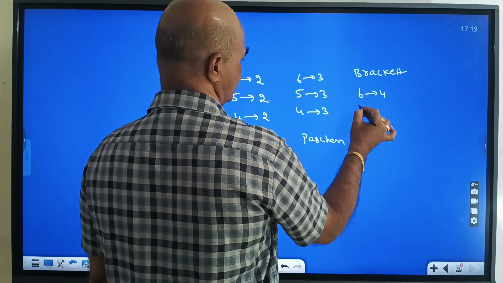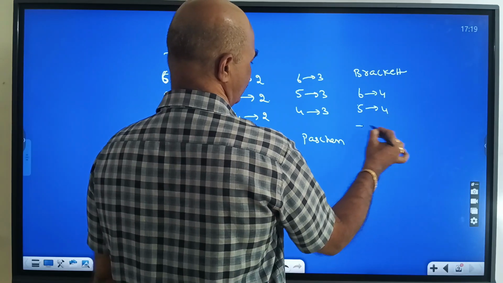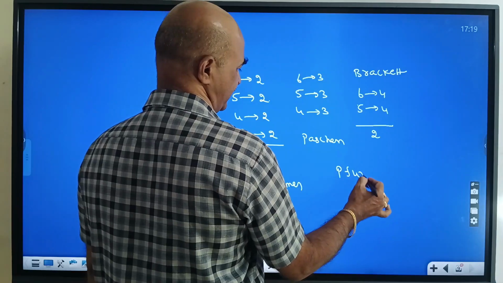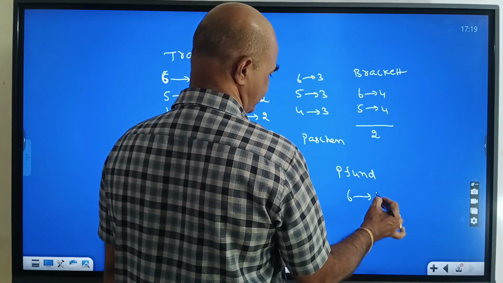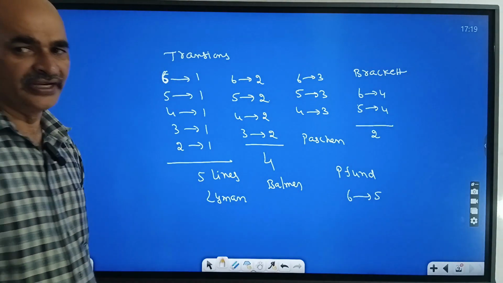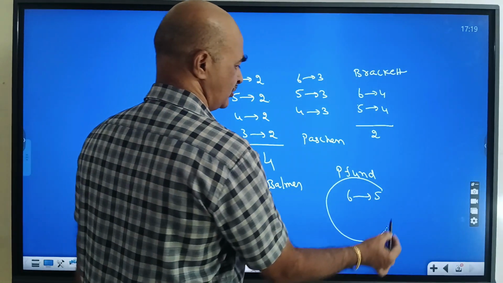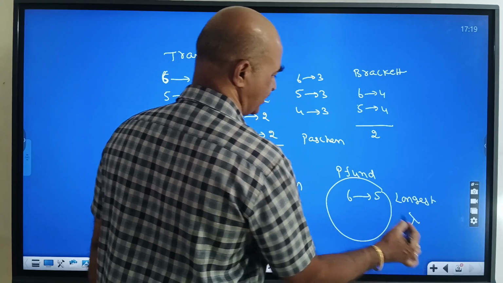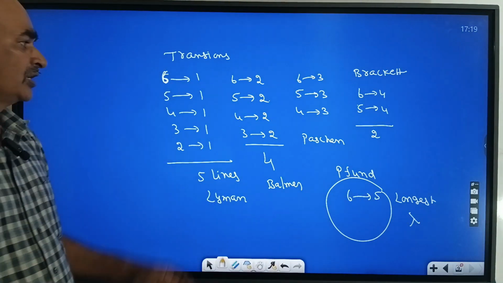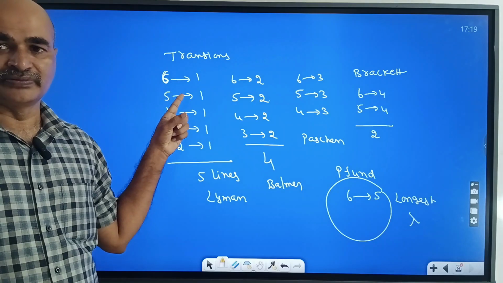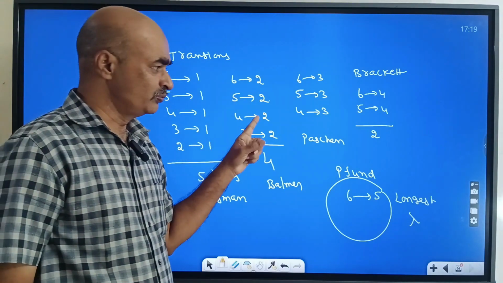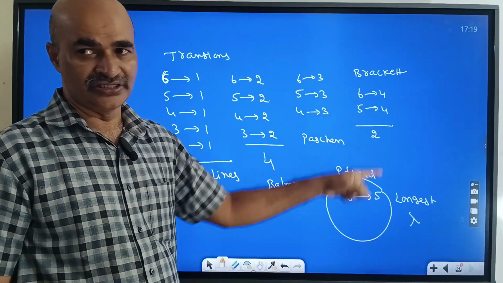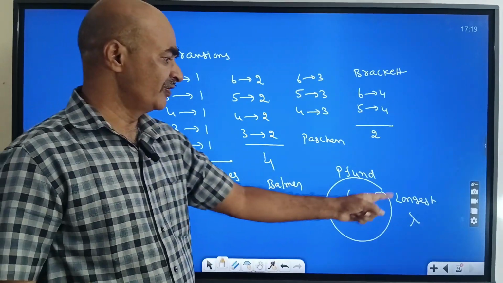6 to 4, 5 to 4, 2 lines. Okay, Pfund. Question number 1: longest wavelength is 6 to 5, longest lambda. 6 to 5, because the other lines are present in the Lyman series, which is in UV. This is visible. These 3 are present in IR regions. Okay, 6 to 5 is the longest lambda.